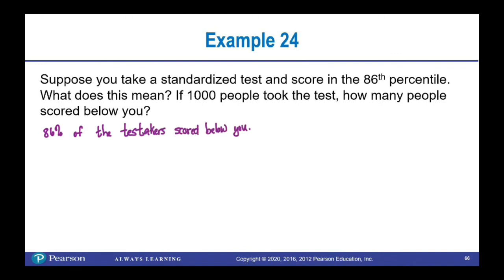Now, our second question is this. If 1,000 people took the test, how many people scored below you? So I take the 1,000 and I multiply times 0.86. I change that percent to a decimal, and that tells me that 860 people scored below me.